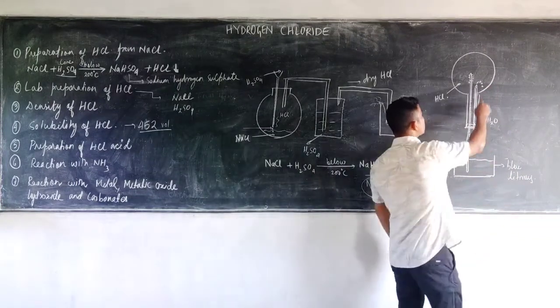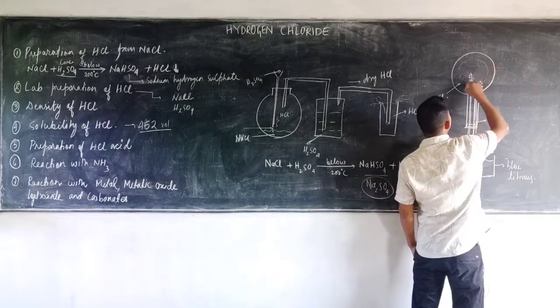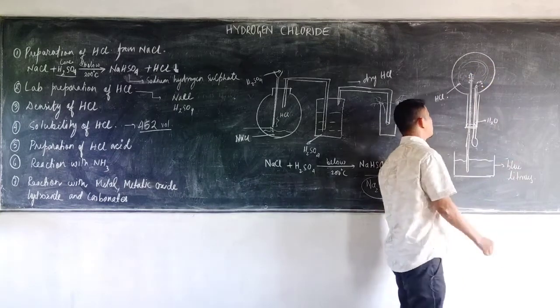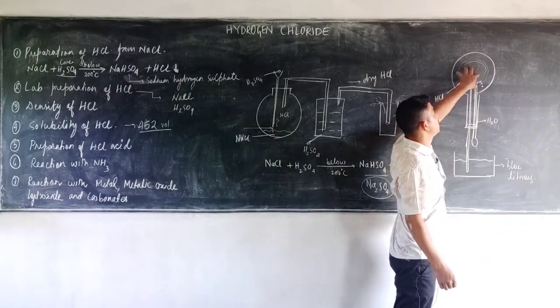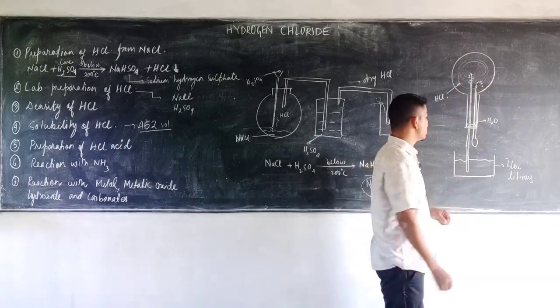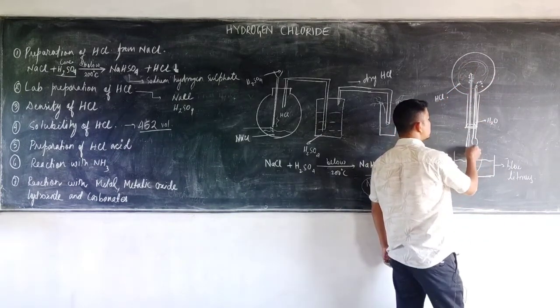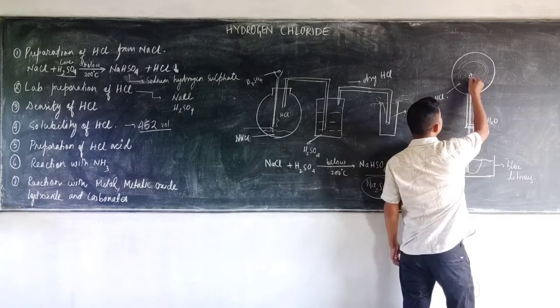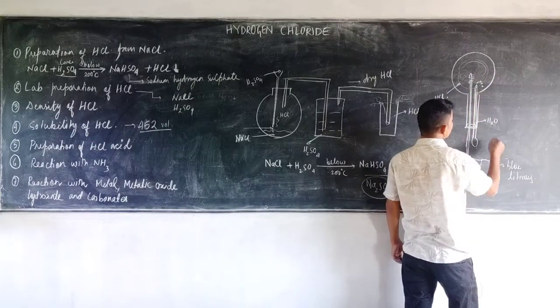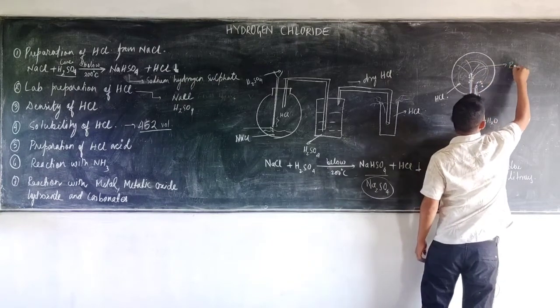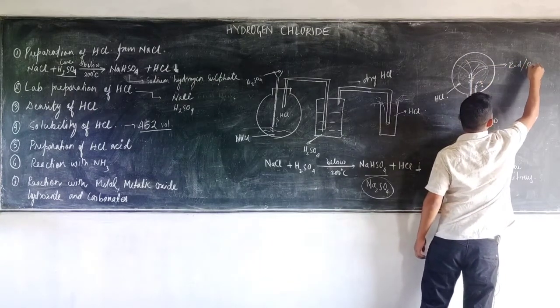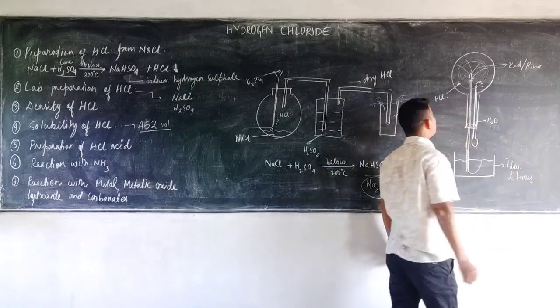So these few drops of water are capable of absorbing all of the HCl present in this round bottom flask, as a result of which the pressure inside the flask decreases and the blue litmus ascends upward in the tube. When it enters the round bottom flask, the blue litmus will appear red or pink. Okay, so we call this a fountain experiment.